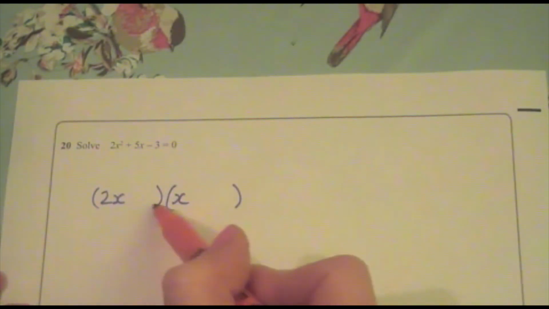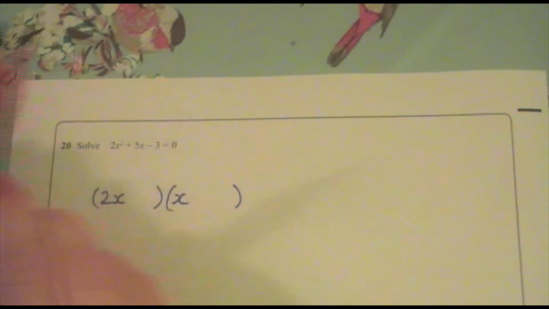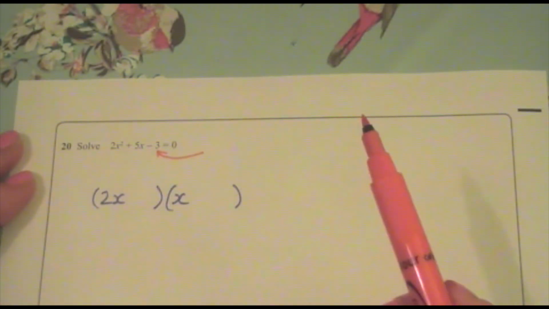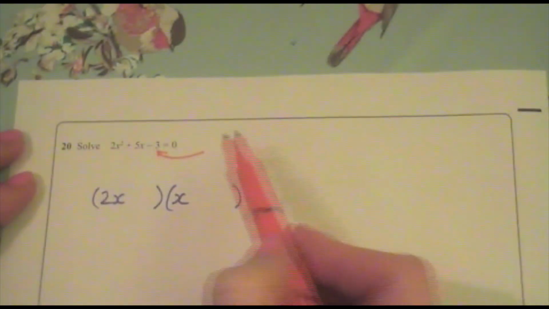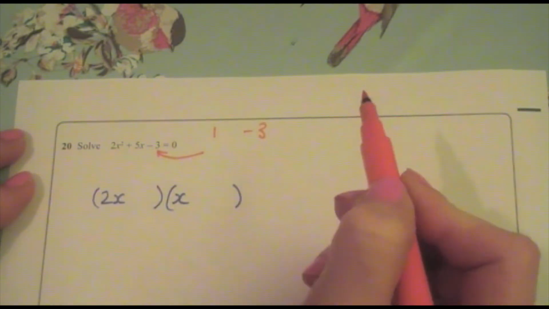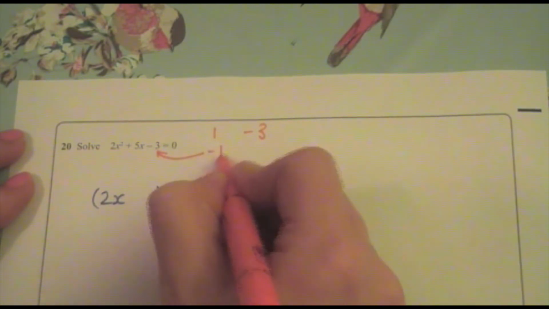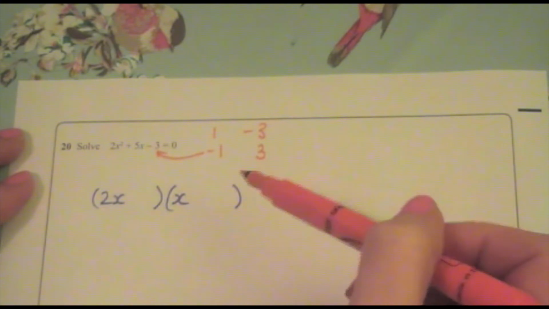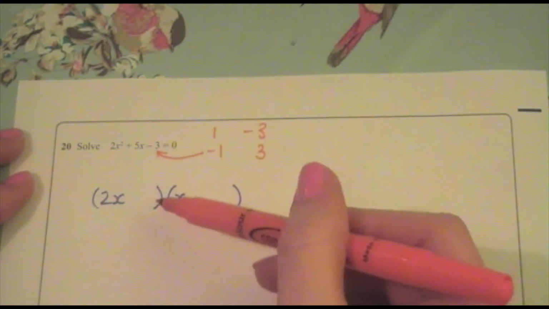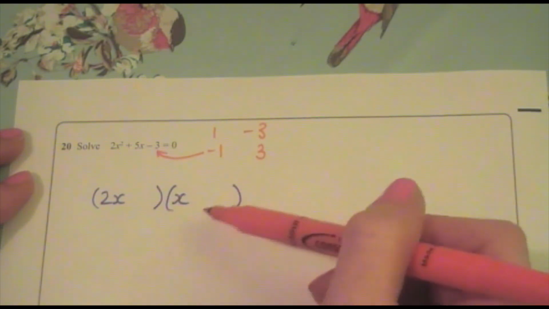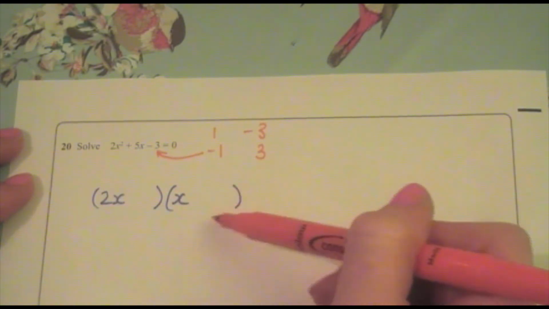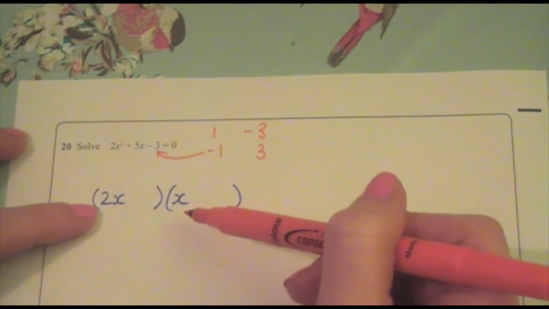Now I need to figure out what the rest of my bracket needs to have inside. So I'm going to start looking at this bit here. So I want to know all the factors that would multiply together to make minus 3. So I can either have 1 and minus 3, or I could have minus 1 and 3. So either a positive 1 and a negative 3 needs to go in either of these brackets, or a negative 1 and a positive 3. But not only that, I need to figure out which bracket they need to go in, because whatever's going to go in this bracket is going to end up being doubled.